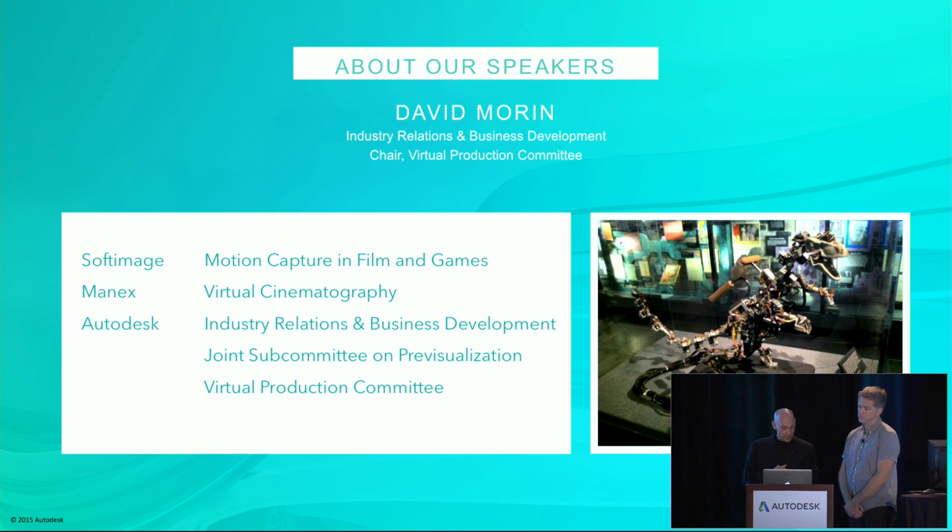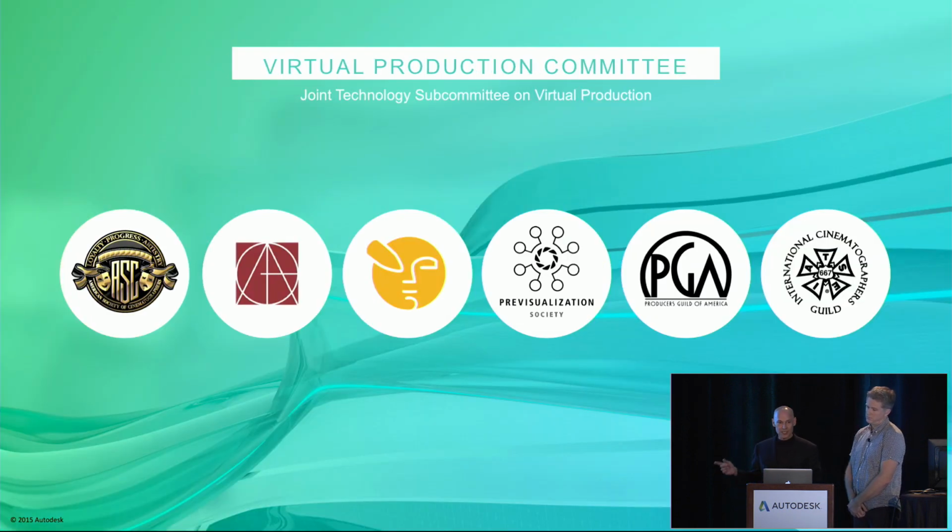Then I moved on to Manix, where I had the chance to meet the people inventing virtual cinema for the Matrix movies, Kim Library, George Borshukov. Later, now, working at Autodesk in industry relation and business development, and in between, doing some committee work here in Los Angeles with guilds and societies on previs and on virtual production, which is a committee that's going on now of 6 guilds and societies in Hollywood: the American Society of Cinematographers, Art Directors Guild, the VES, the Previs Society, Producers Guild, and the International Cinematography Guild, all looking at virtual production and how this new workflow is going to take its place in movie making.